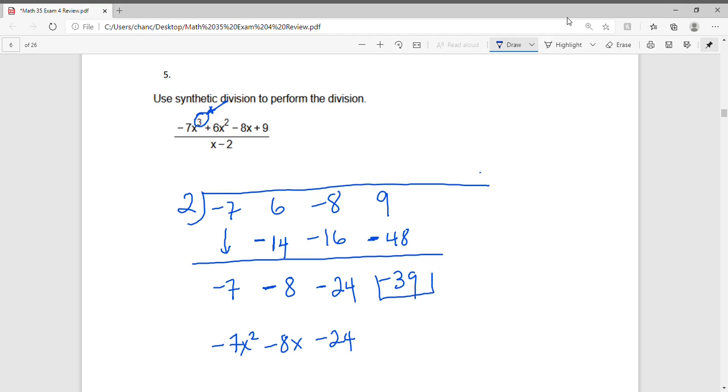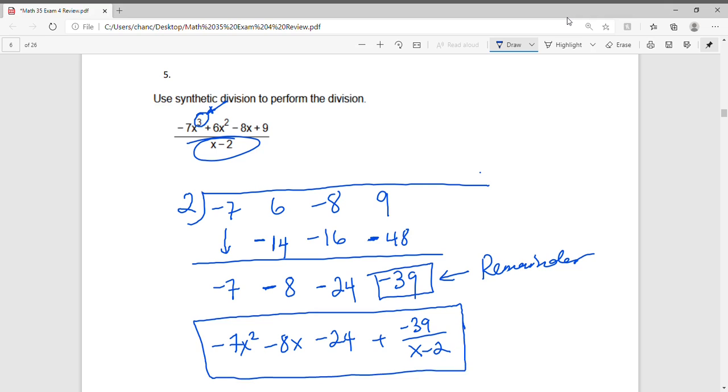But recall that -39 is our remainder. So we'll have to add our remainder, -39, divided by our divisor, which is x minus 2. And this is our solution for question 5: -7x squared minus 8x minus 24 plus our remainder, -39 over x minus 2.